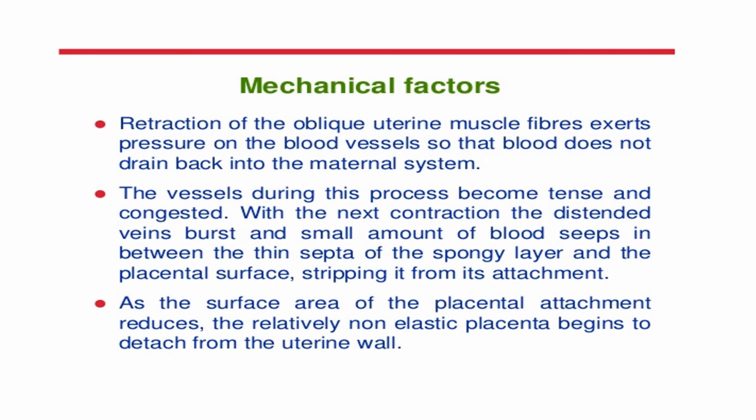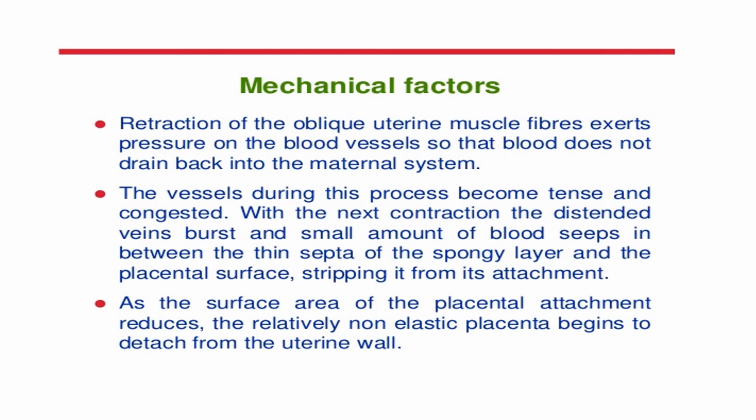So now we can see the other mechanical factors. The retraction of the oblique uterine muscle fibers exert pressure on the blood vessels. So the blood which is collected over that area, already I have shown you in the picture, will be collecting in that space. This will not go back into the maternal system, the maternal blood vessels, because the blood vessels of the maternal side also will get contracted. So the blood will be stagnating over there and it will form a clot, and it helps for the further separation and stripping of the placenta, that already we have seen.